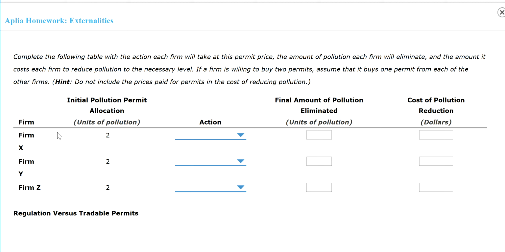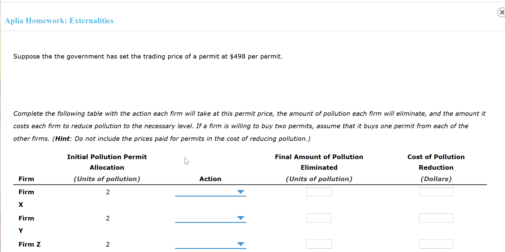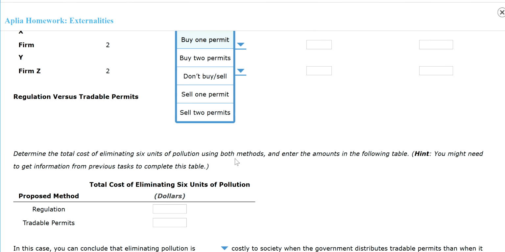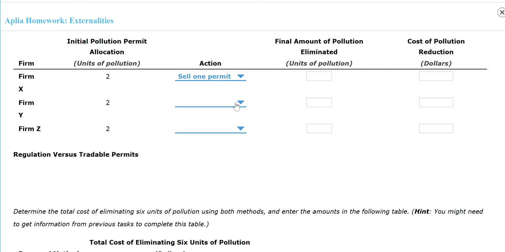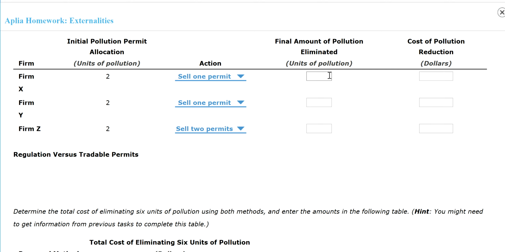Okay, so each company has 2 permits. For company X, he will sell 1 permit, just like before. Company Y also sells 1 permit, and company Z will buy 2 permits. Okay, now when that happens, the final amount of pollution, then company X will pollute 3 units. No, I'm sorry, only 1 unit because they sold 1 permit. Company Y will produce 1 unit, and then company Z will produce 4 units.